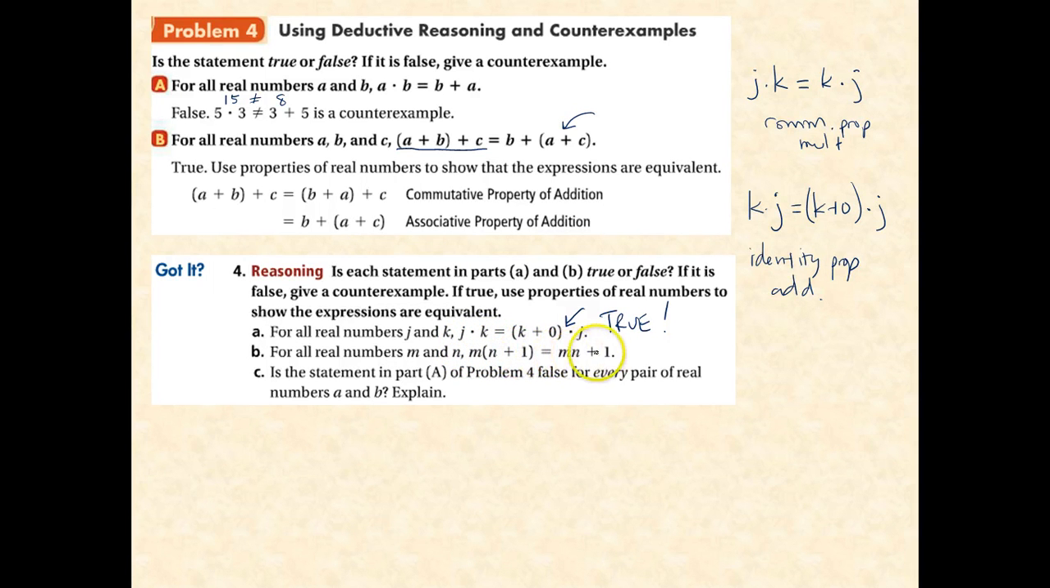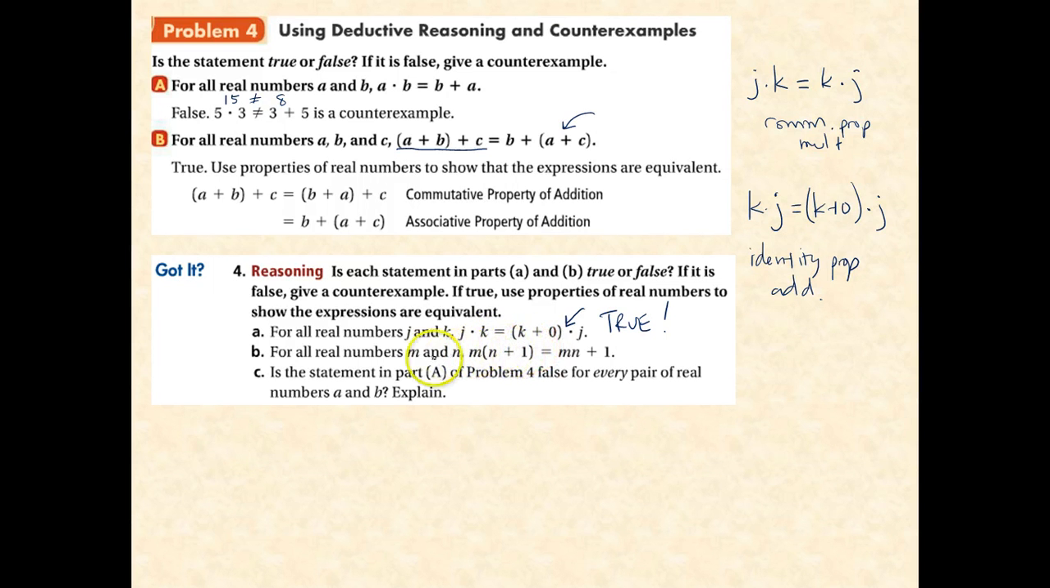B. For all real numbers m and n, m times the quantity n plus 1 is equal to m times n plus 1. Well, if you know the distributive property, which we technically haven't learned yet, but you've probably seen it in pre-algebra, or Math 8, or Math 7, one of those, the distributive property says we should multiply by both parts inside here. So I think this is going to be false.